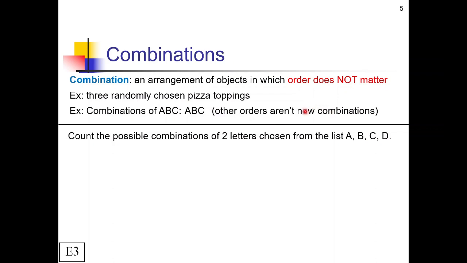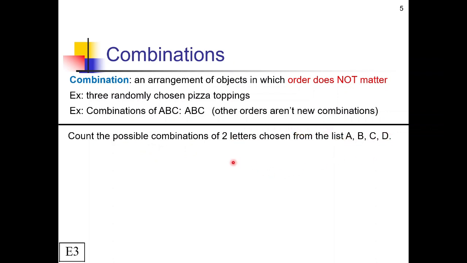To have a different combination, you actually need to have different items in the arrangement. So that's a bit of a game changer. As you might imagine, typically you're going to have far fewer combinations than you have permutations. So for this next example here that you're going to try out in a minute, I'm going to have you list out and count the possible combinations of two letters chosen from the list A, B, C, D.